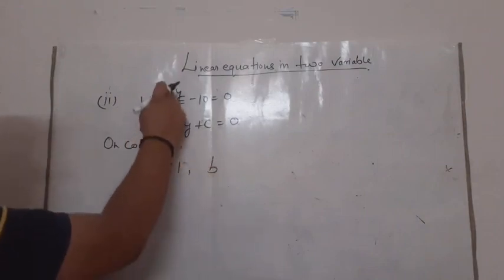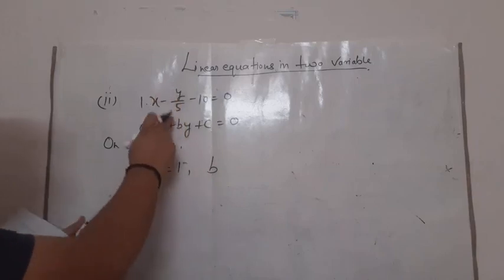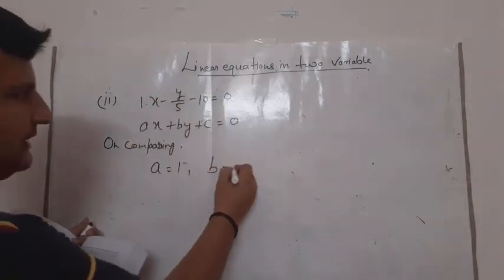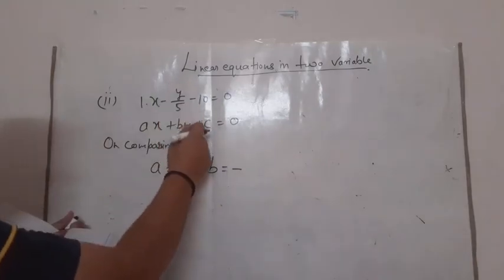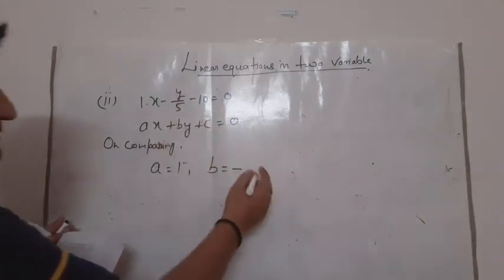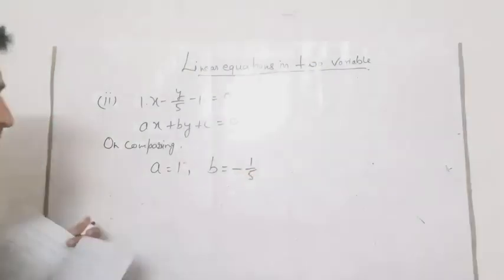B is equal to, compare it with b. Here the sign is plus, here the sign is minus, so we can write it minus. Y is here, so we have to compare it with b. So b is equal to minus 1 upon 5.